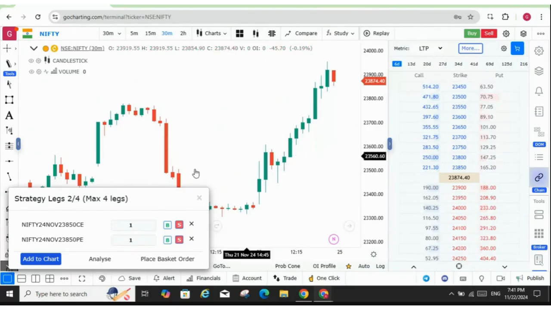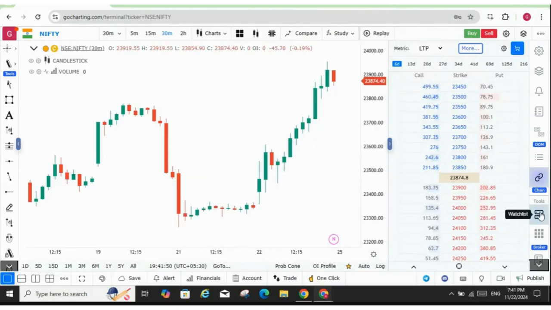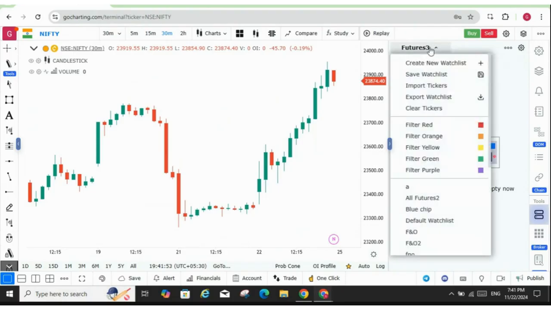Okay, then we have this watch list. In the watch list, you can import tickers in bulk and all those things. We have all the videos.